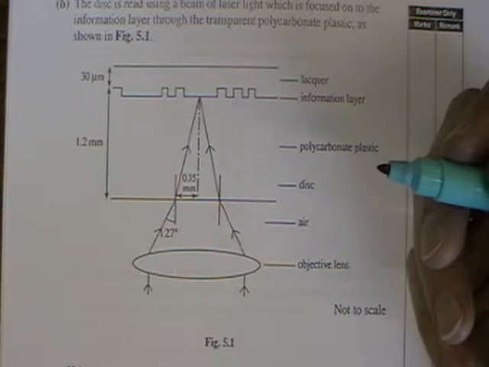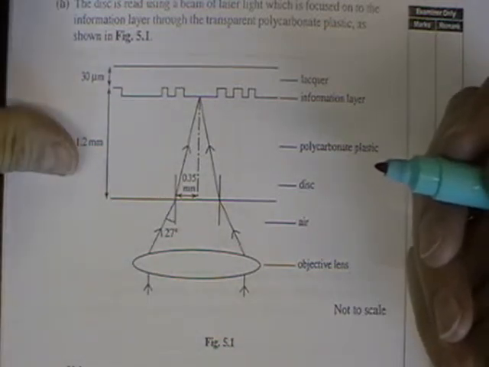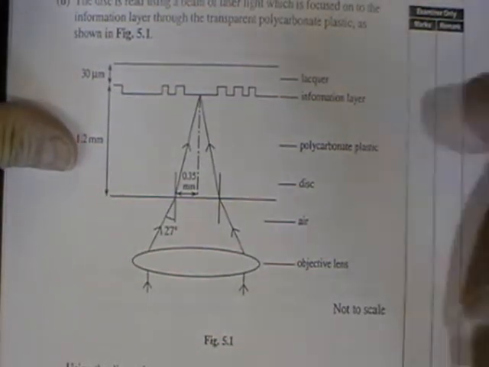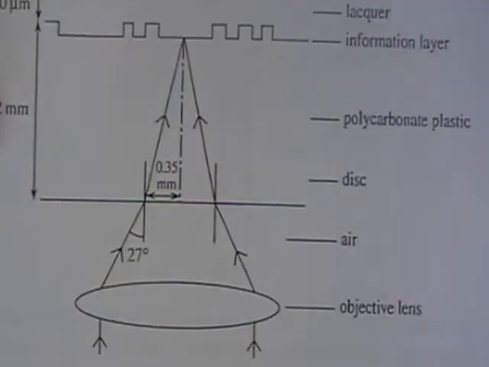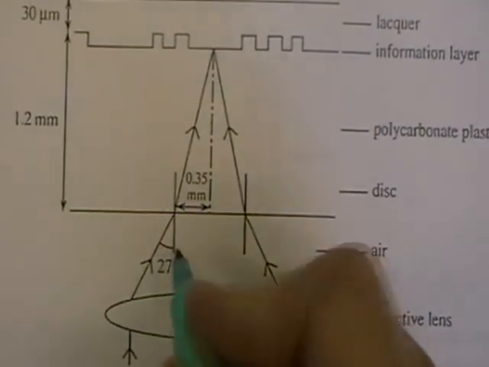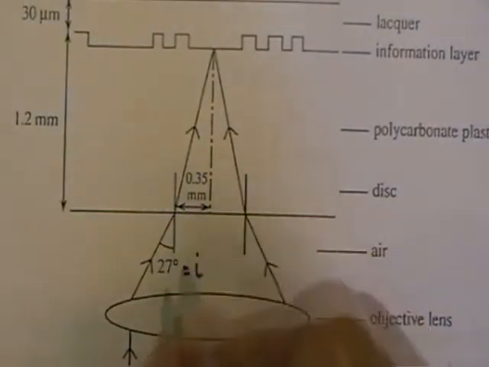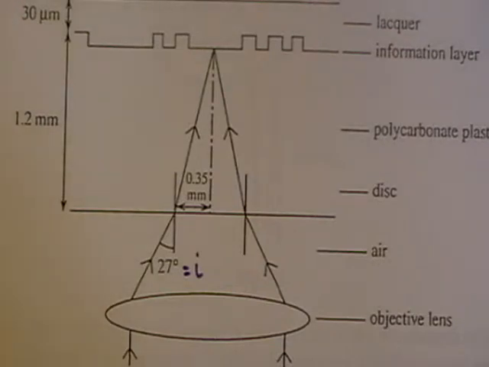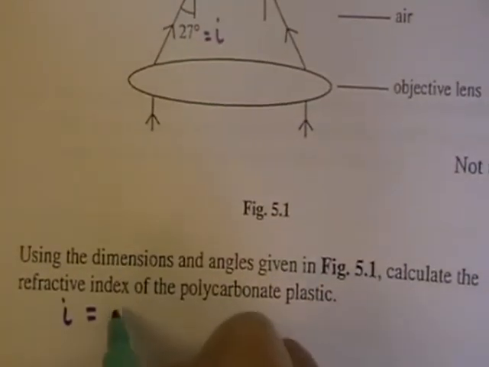Using the dimensions and angles given in figure 5.1, calculate the refractive index of the polycarbonate plastic. We'll just scan in a wee bit in the diagram there and see what information we have. We have 27 degrees, and this is your angle of incidence. So I is equal to 27 degrees. Just write that down here.